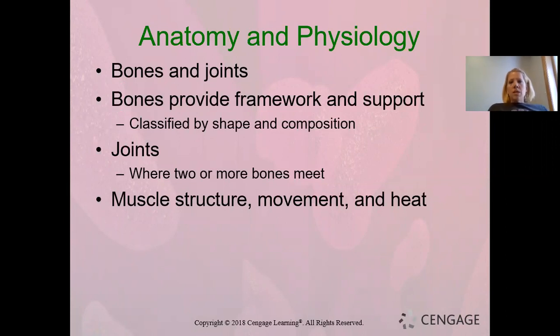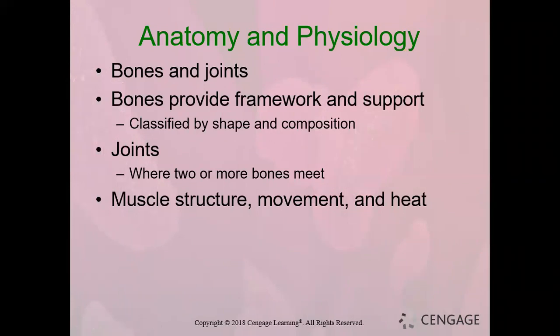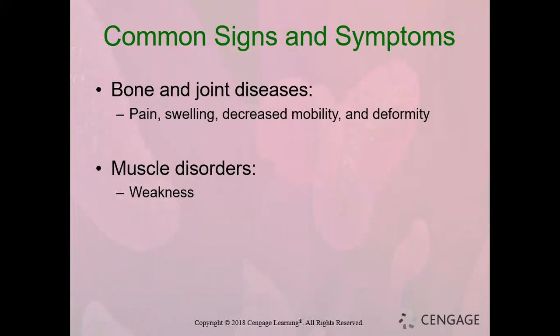So when you think about the musculoskeletal system, you think about the muscles, joints, bones, all of those things kind of fall into the musculoskeletal system. The bones are what provide the framework and support for your body. They're classified by shape and composition. Your joints are just classified as where two or more bones meet. And then your muscle structure, movement, and heat all are part of anatomy and physiology.